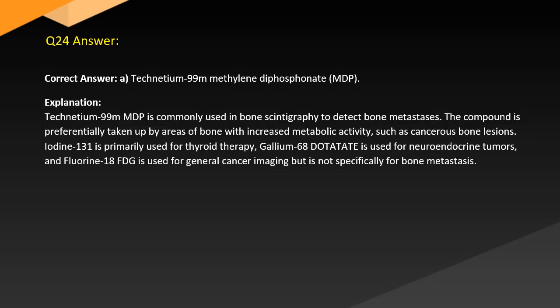Answer. Correct answer A. Technetium-99m methylene diphosphonate (MDP). Explanation. Technetium-99m MDP is commonly used in bone scintigraphy to detect bone metastases. The compound is preferentially taken up by areas of bone with increased metabolic activity, such as cancerous bone lesions. Iodine-131 is primarily used for thyroid therapy, gallium-68 dotatate is used for neuroendocrine tumors, and fluorine-18 FDG is used for general cancer imaging but is not specifically for bone metastases.